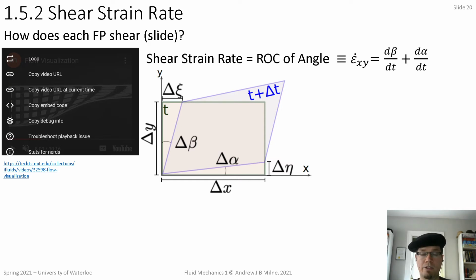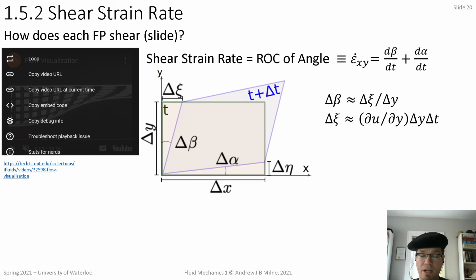A little bit of math here. With the small angle approximation, beta and alpha can both be related to eta and xi. Specifically, beta is going to be xi by y. And now if we do a little bit of calculus, we can relate xi to ∂u/∂y. So we have some gradient in the u velocity with respect to y.